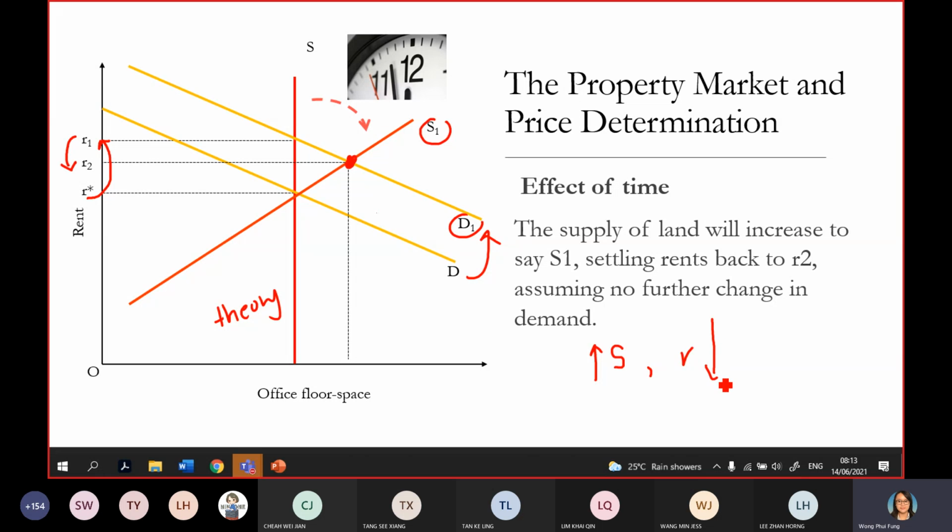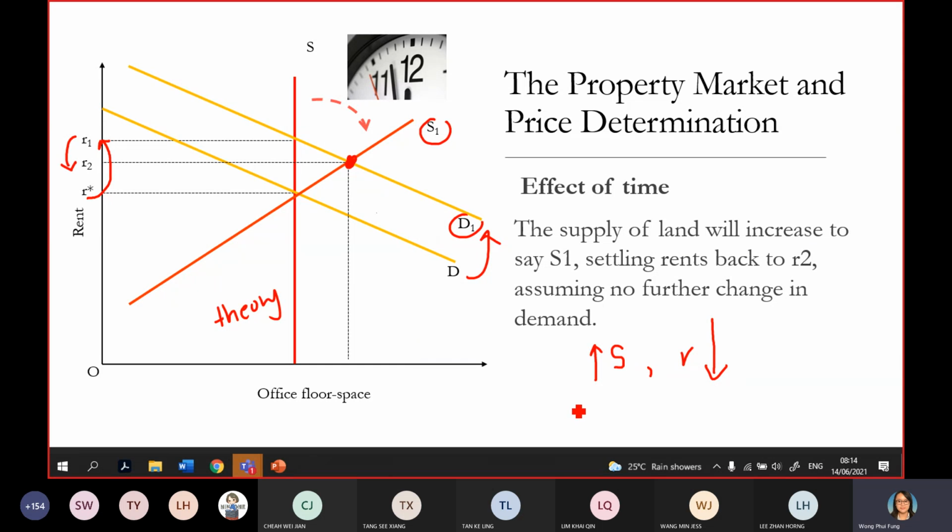Now I ask you, what do you think? In reality, in the property market, do you think that the rental will fall? Do you think that the property price will fall if we keep on supplying more property? Will it fall or will it not fall? What do you think? You can leave your comment in the chat box.